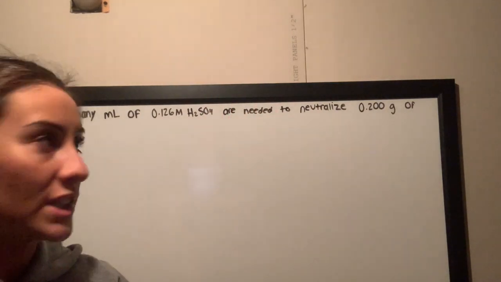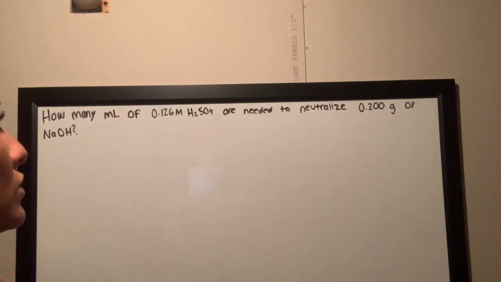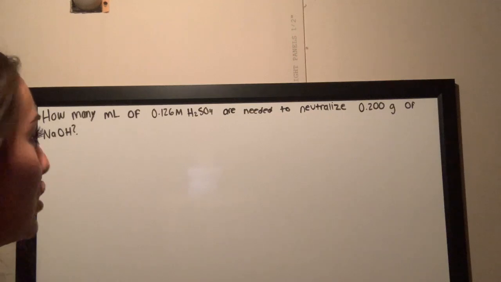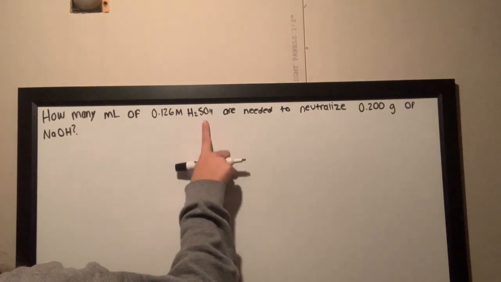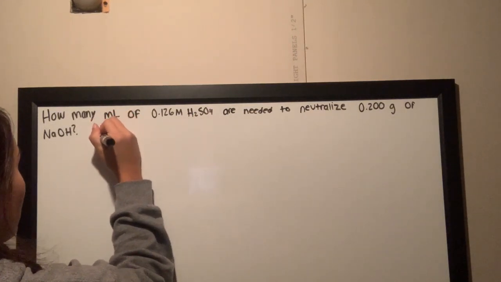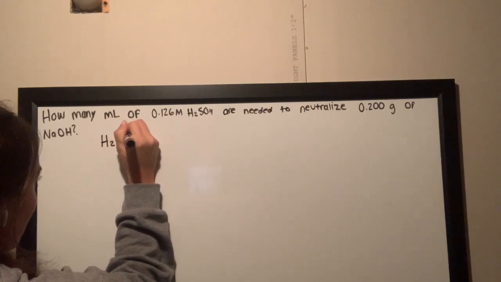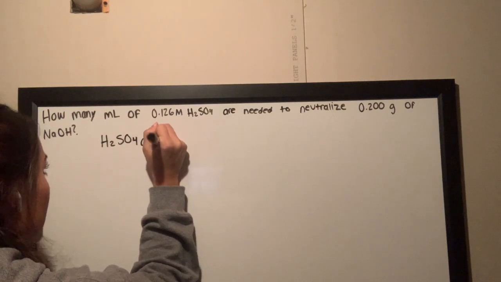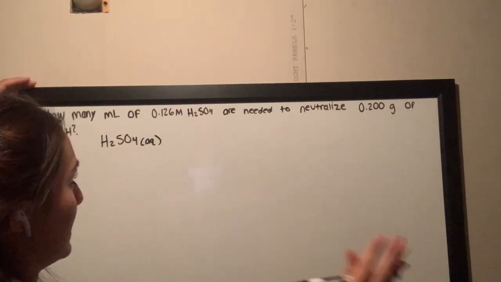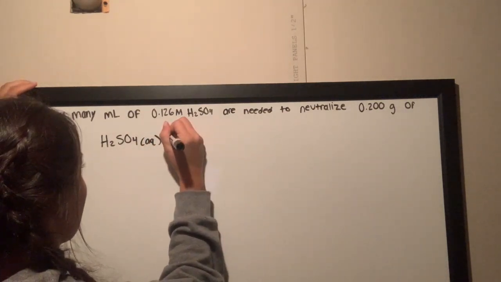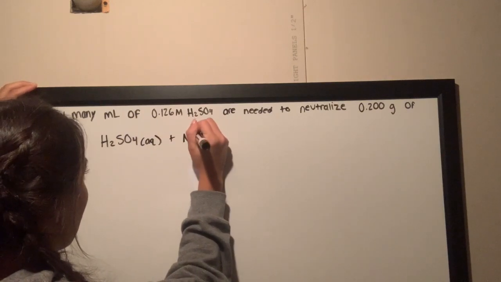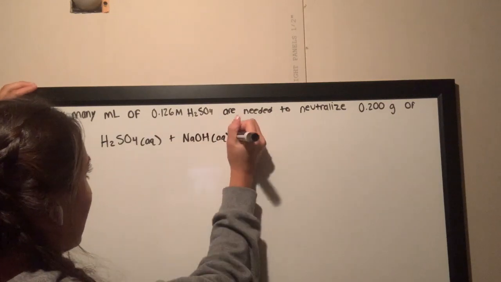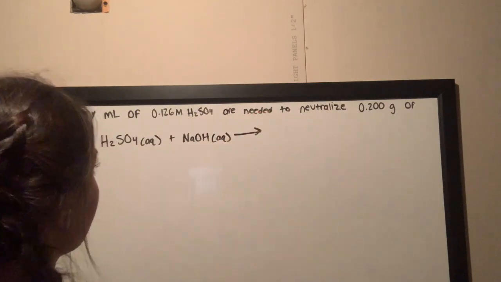So when I see a question like this, I immediately just like to write out the chemical formula. I don't even really care about what they're asking yet. So it looks like we have H2SO4, and that's aqueous. I think it's a strong acid, which is always going to dissociate completely, plus NaOH, base, also aqueous, and that's going to yield.